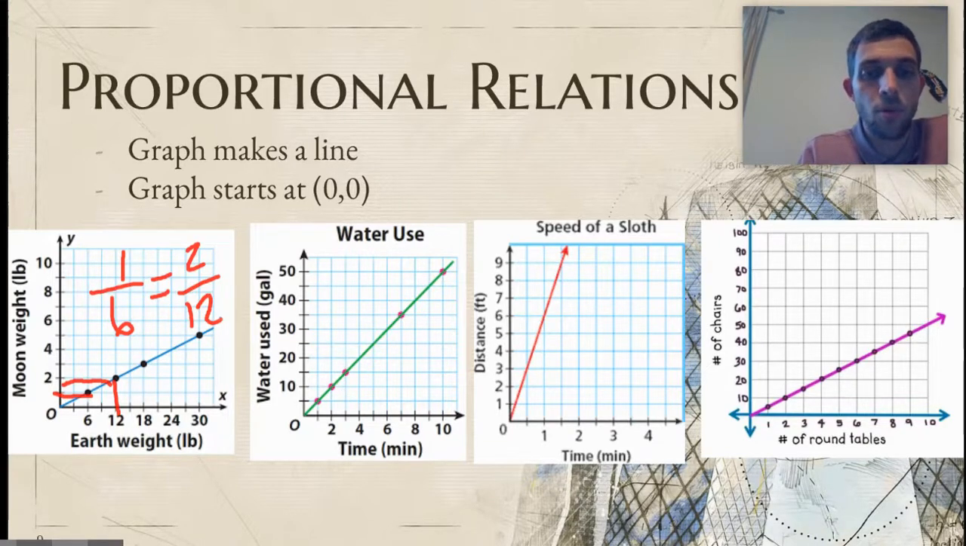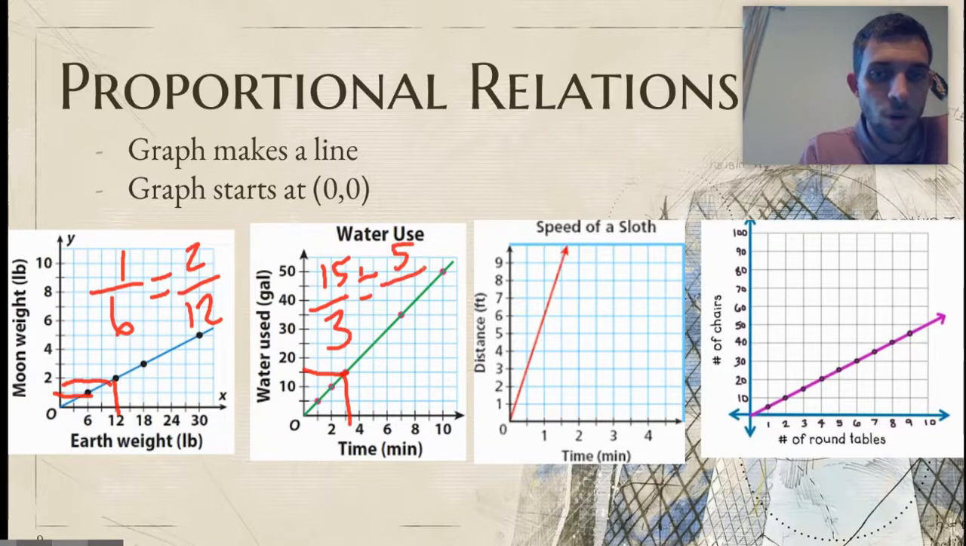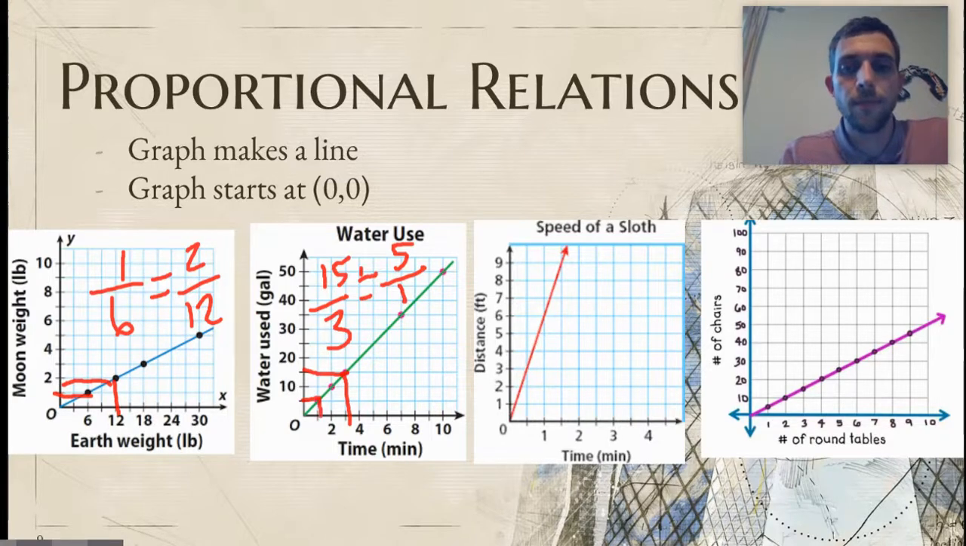In the next example, we have 15 and we have 3. So we're going to take 15/3 because my y value, water used, is 15, and my x value, time, is 3. And this will simplify when we divide it to 5/1. So for every 5 gallons of water, we are using 1 minute in time. And that corresponds here to 5 and 1.